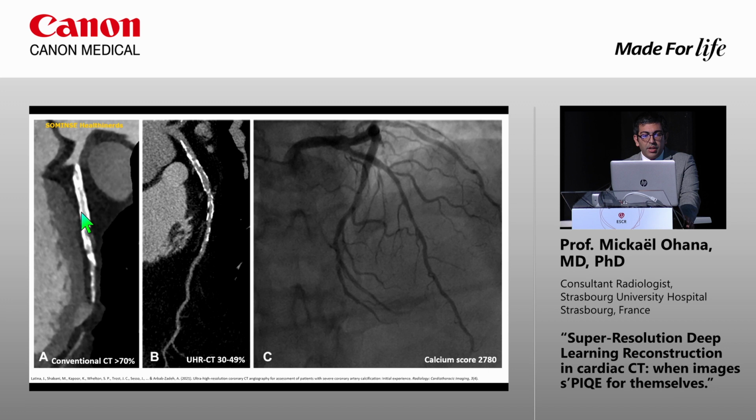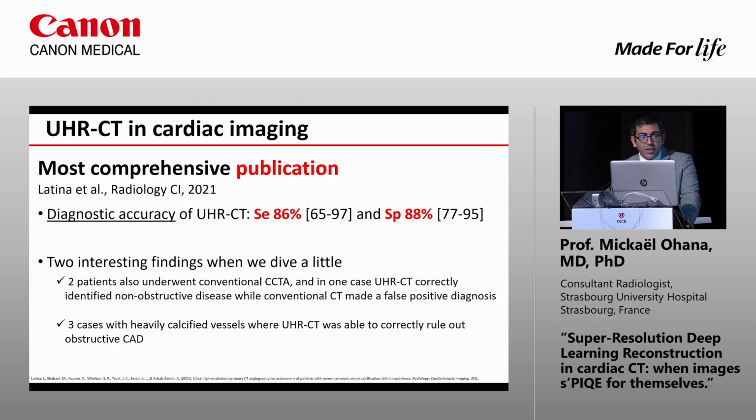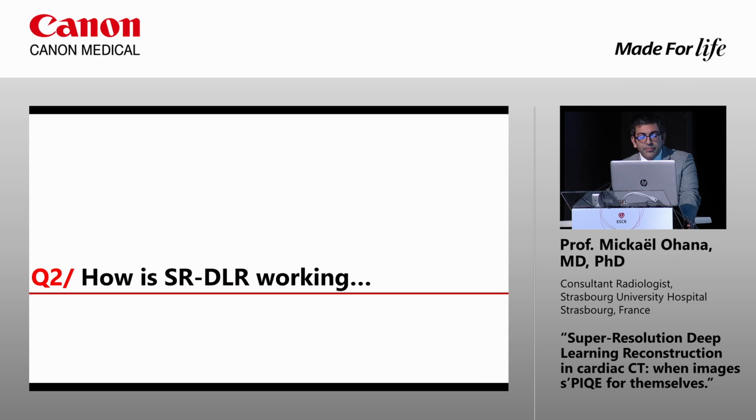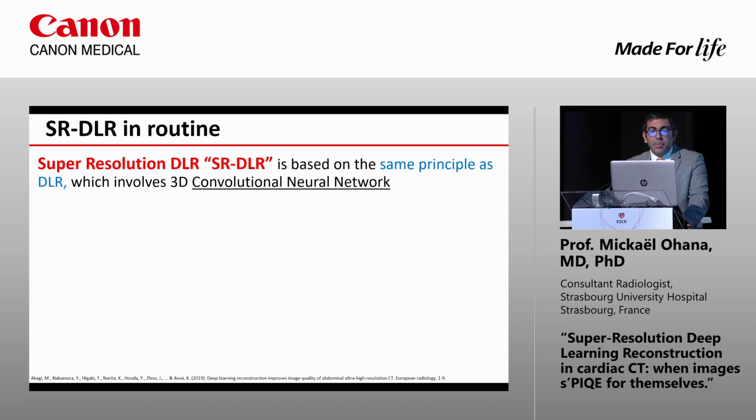Conventional CTA, where the reading said that this was significant. UHR-CT, where the reading said that it was non-significant, and the confirmation with the invasive angiography. The second finding is 3 cases with heavily calcified vessels where UHR-CT was able to correctly rule out obstructive CAD. So there is an interest in using ultra-high resolution CT in this kind of patient, but how does SR-DLR work?